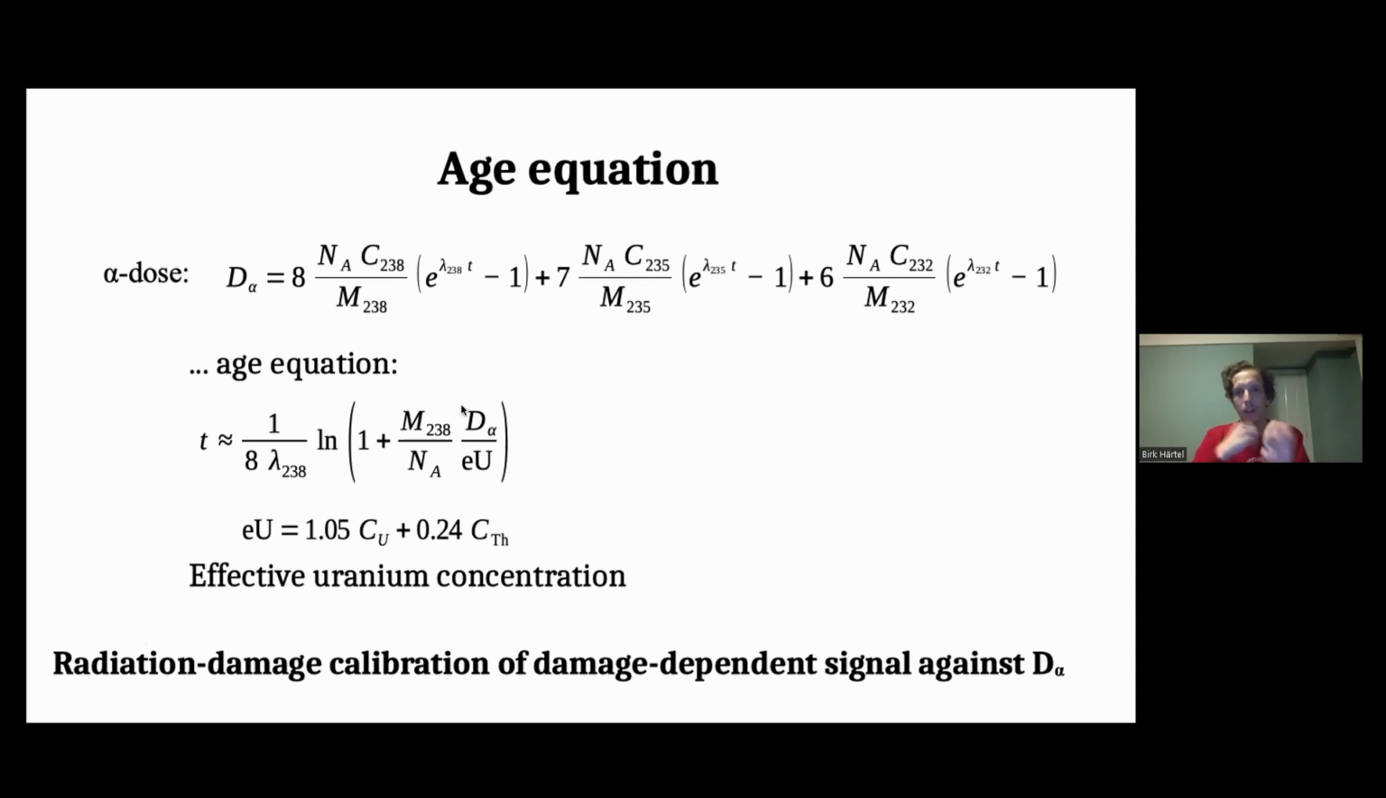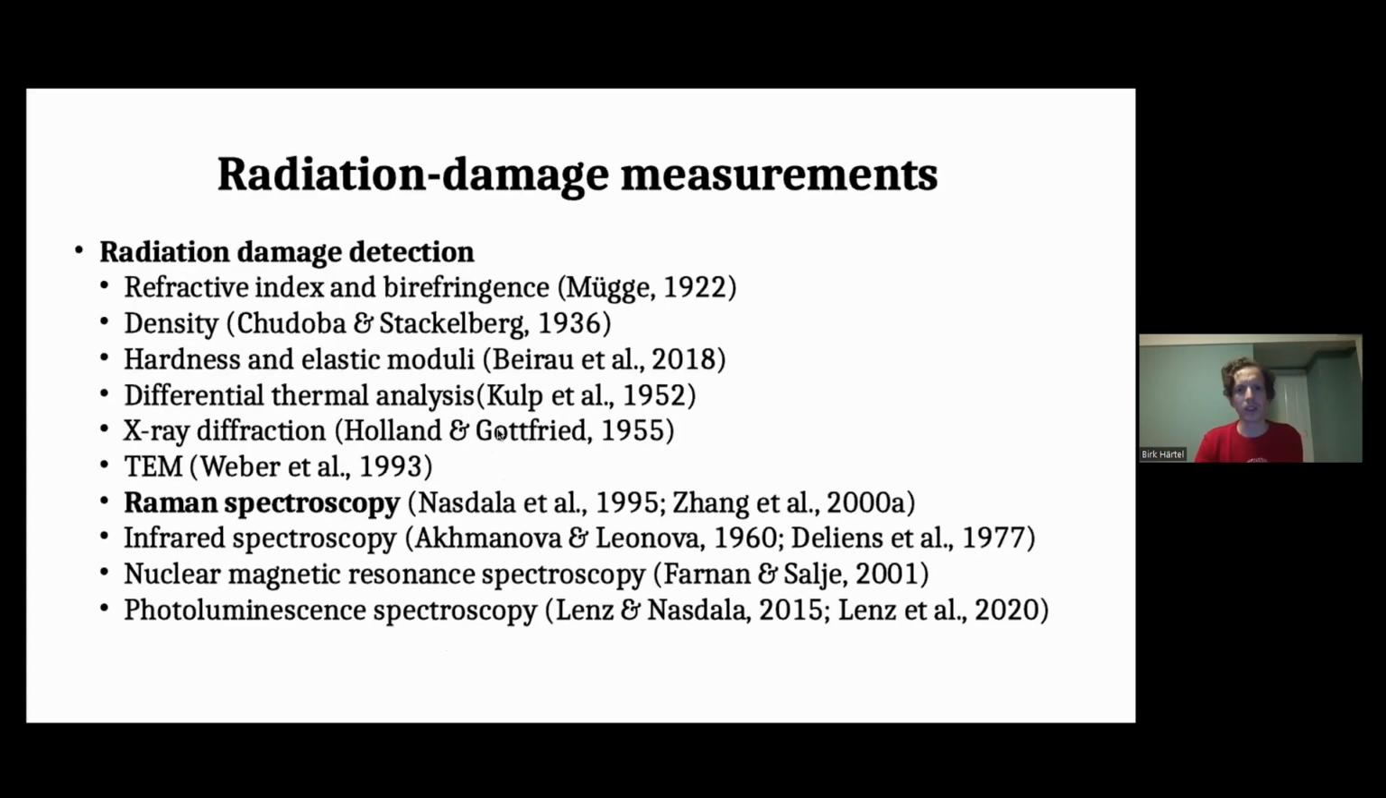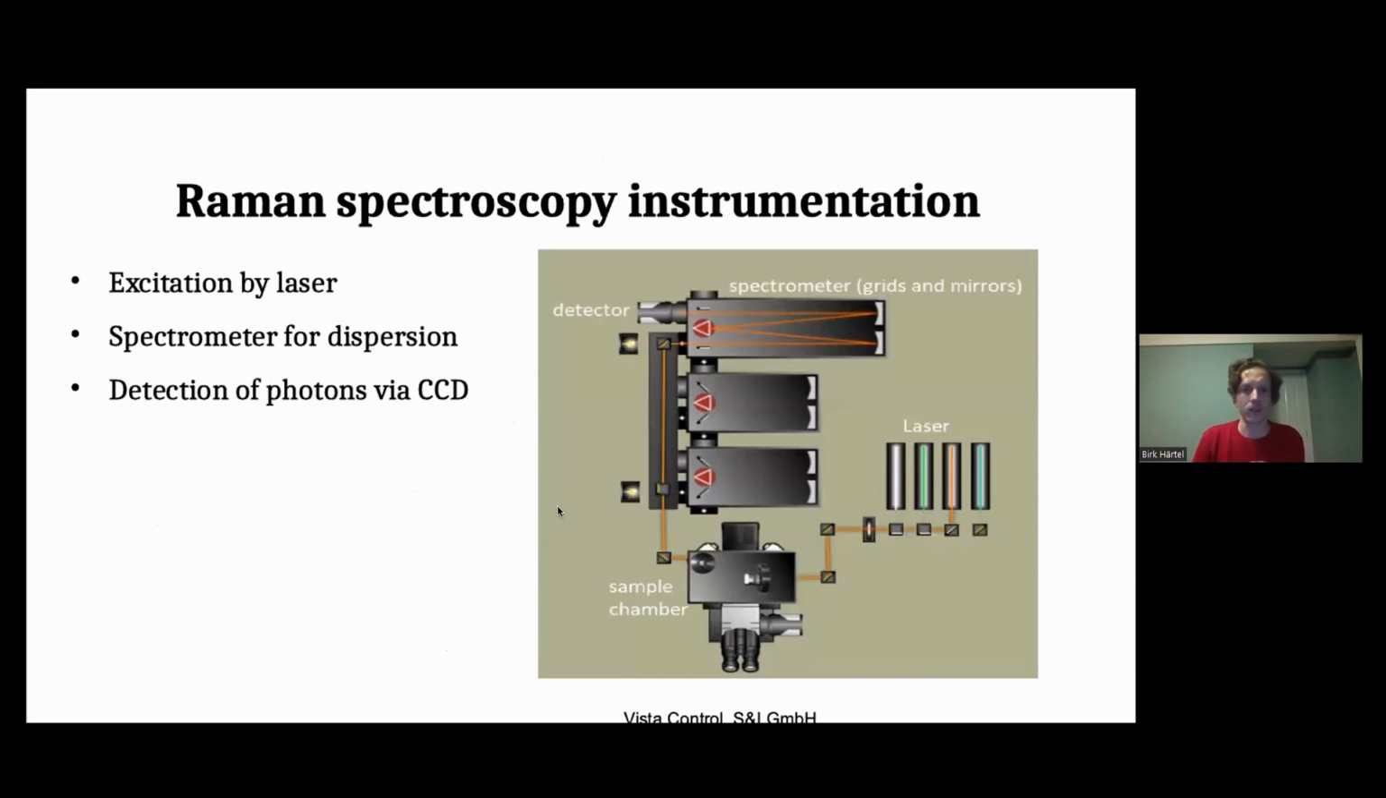So we need some calibration of a damage-dependent signal against this alpha dose. This can be done by many different methods. Here's just a list which is not even exhausted, so there are more methods that we can actually use for measuring radiation damage. But what I want to focus on today is Raman spectroscopy, which is probably one of the easier picks from that list. So how does this basically work?